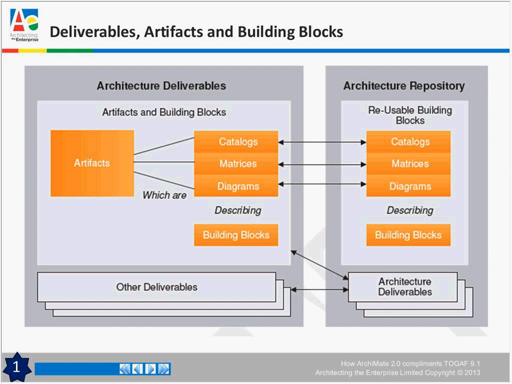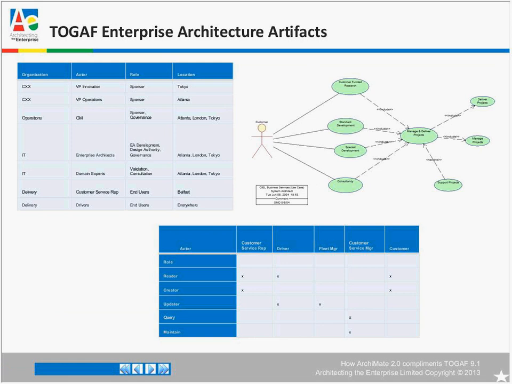There are 3 main types of artifacts in TOGAF. That is, catalogs, matrices, and diagrams. Some examples of those here. Note that ArchiMate, being a graphical notation, only uses diagrams.